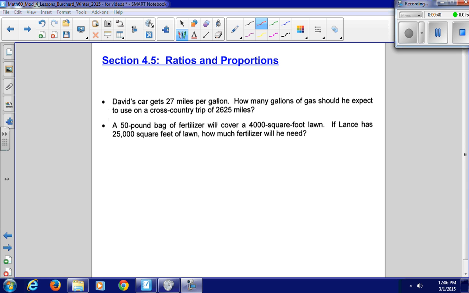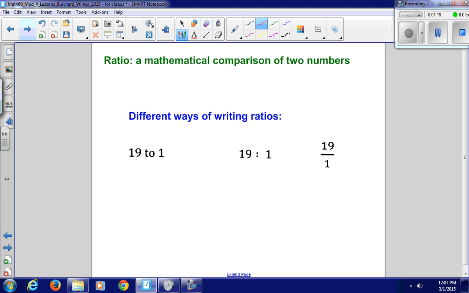So these are just a couple of problems that we might do using ratios and proportions. The first one says David's car gets 27 miles per gallon. How many gallons of gas should he expect to use on a cross-country trip of 2,625 miles? And the second problem says a 50-pound bag of fertilizer will cover a 4,000 square foot lawn. If Lance has 25,000 square feet of lawn, how much fertilizer will he need? So these involve relationships between two sets of numbers, and that's where this is going to be helpful.